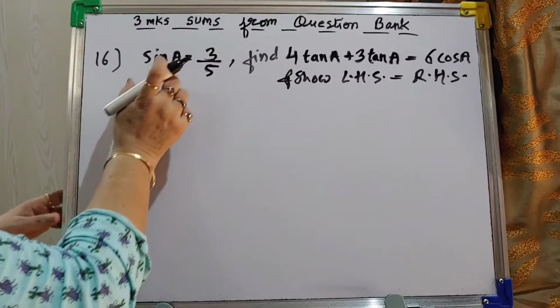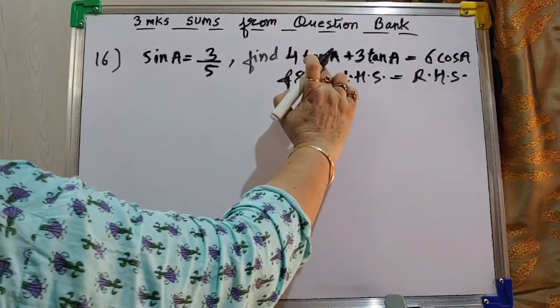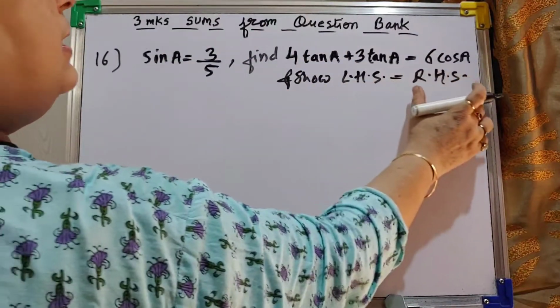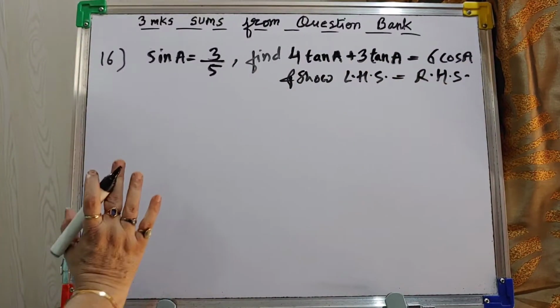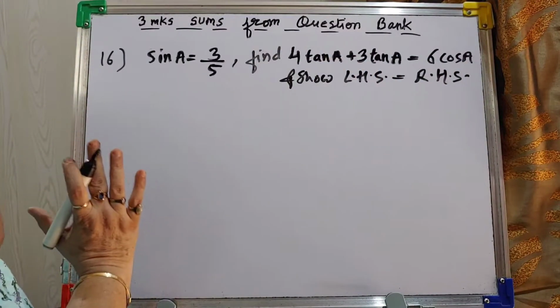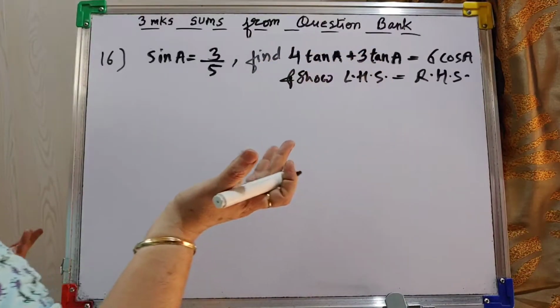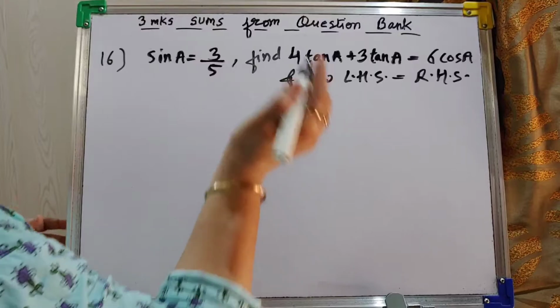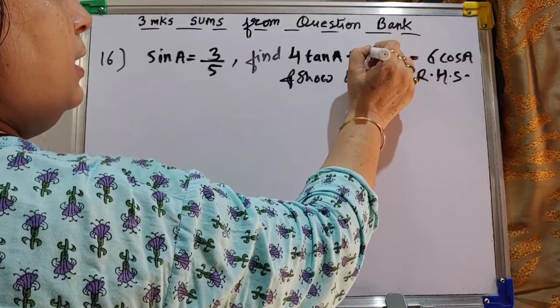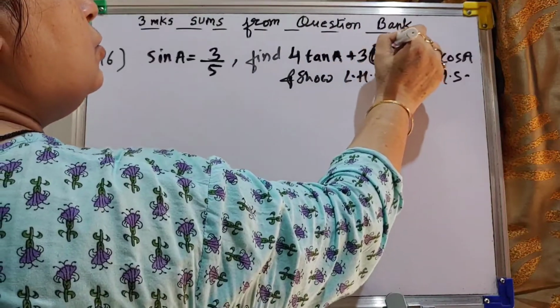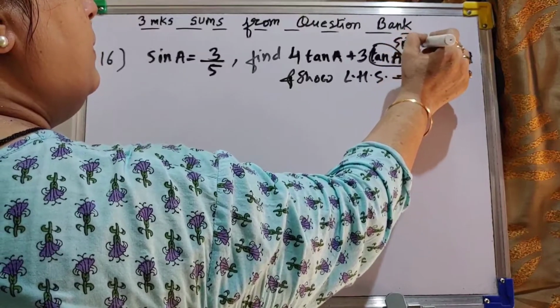Now see, sin A value is given, you have to find both the side and you have to show LHS is equal to RHS. Now previously I have written the sum as it is given in the question bank. But you just realize 4 tan A plus 3 tan A. They could have written na 7 tan A. So there is a correction. Instead of this, it should be sin A.